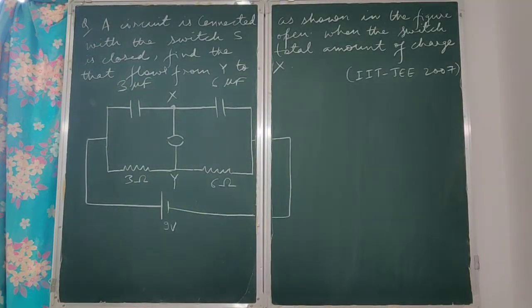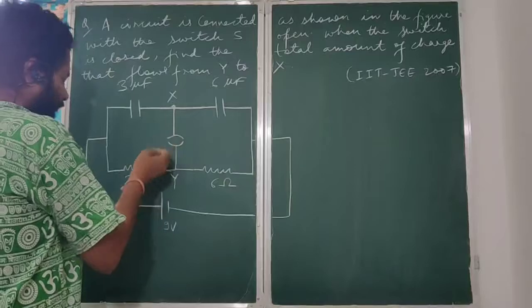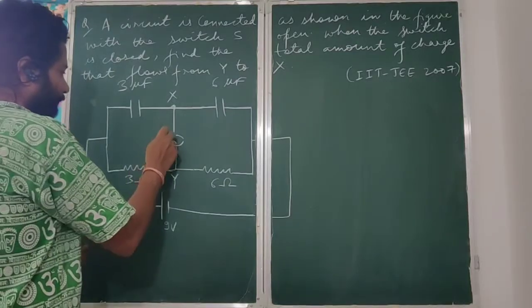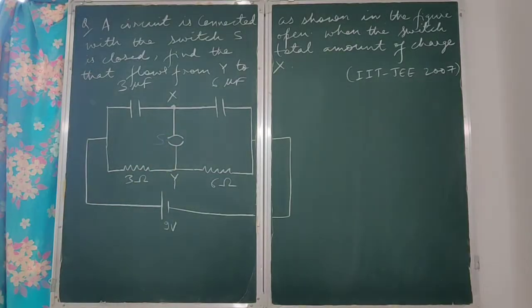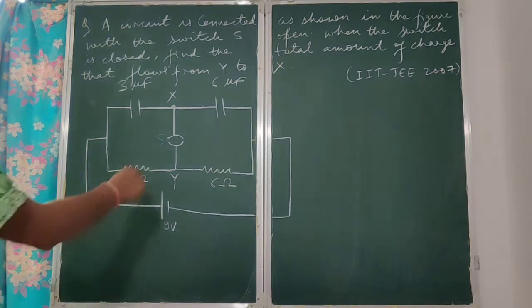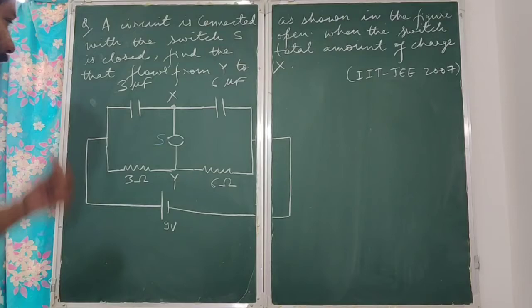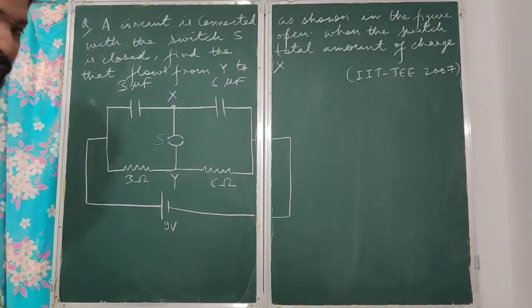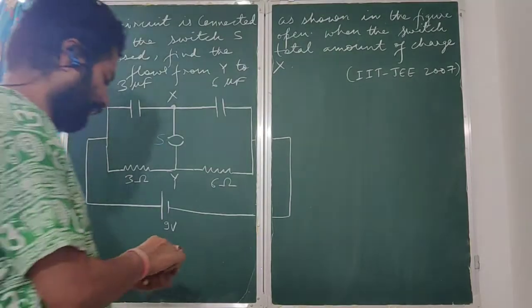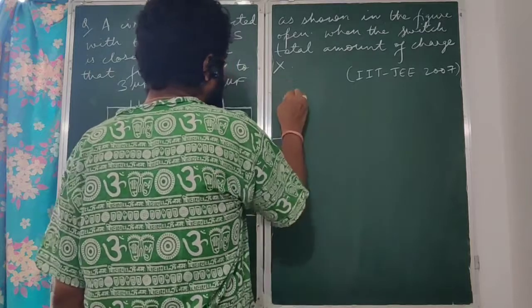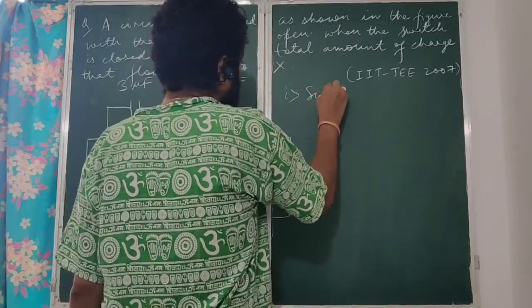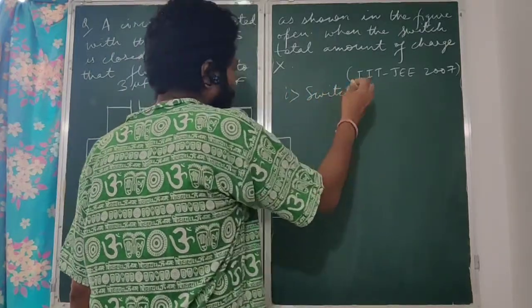Let's see this question. This was asked in IIT JEE 2007. So there is a circuit which has been connected as shown in the figure with the switch S open. So right now this switch is open. When the switch is closed, find the total amount of charge that flows from Y to X. So let us say there are two conditions in this question. The first condition is when the switch is open. So we will first analyze the first case.